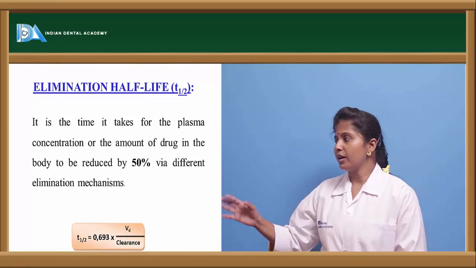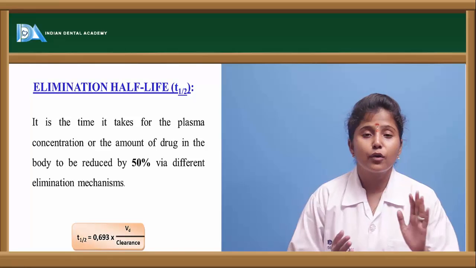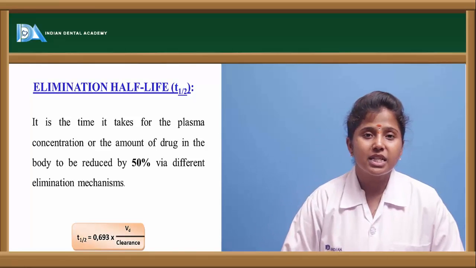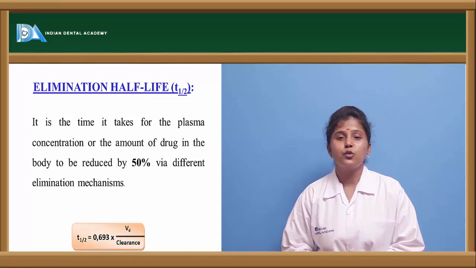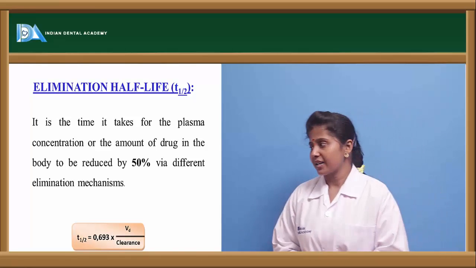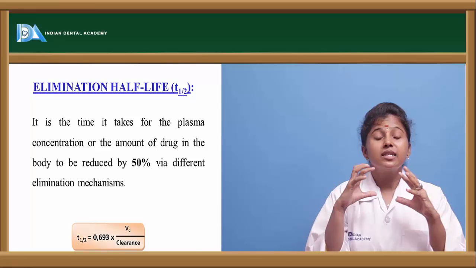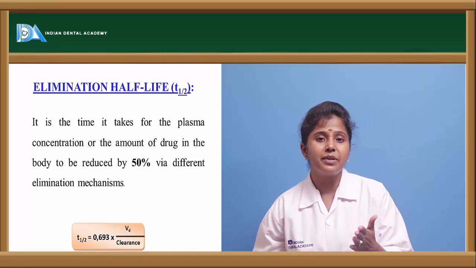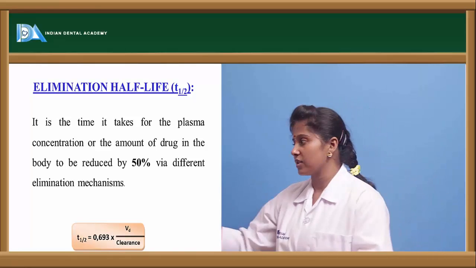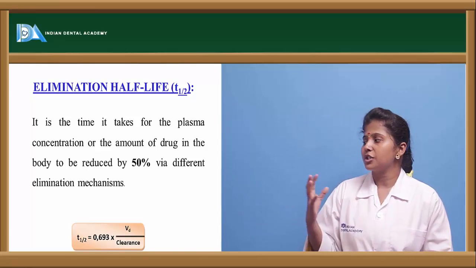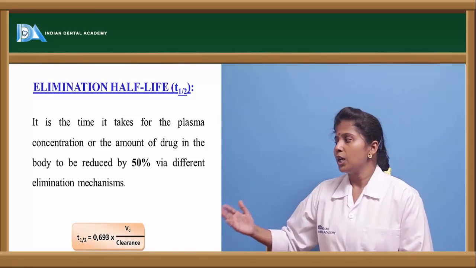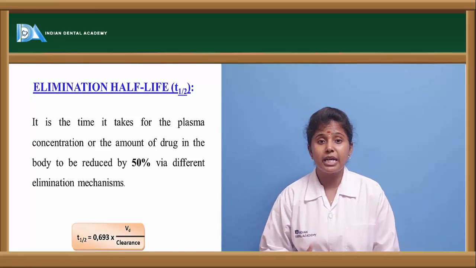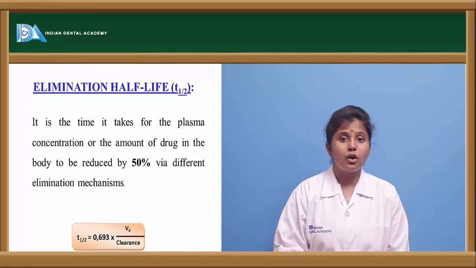Elimination half-life is the time taken for 50% of the drug to be eliminated out of the body. T half is measured with a simple formula: 0.693 times Vd, that is volume of distribution, divided by clearance. If 50% of the drug is eliminated, 50% remains in the plasma. So it is the time taken for the plasma concentration, or the amount of drug in the body, to be reduced to 50%. T half is very important in order to find the toxicity or efficacy of the drug.